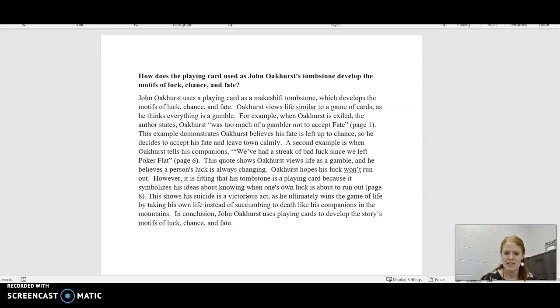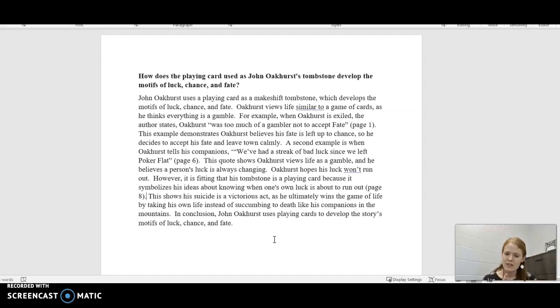So for that one, what I decided to do is have the last example talk about his death, because of course that's what this question is all about. So, however, it is fitting that his tombstone is a playing card because it symbolizes his ideas about knowing when one's luck is about to run out. That's from page 8. His death is on page 8. This shows his suicide is a victorious act as he ultimately wins the game of life by taking his own life instead of succumbing to death like his companions in the mountains. In conclusion, John Oakhurst uses playing cards to develop the story's motifs of luck, chance, and fate.